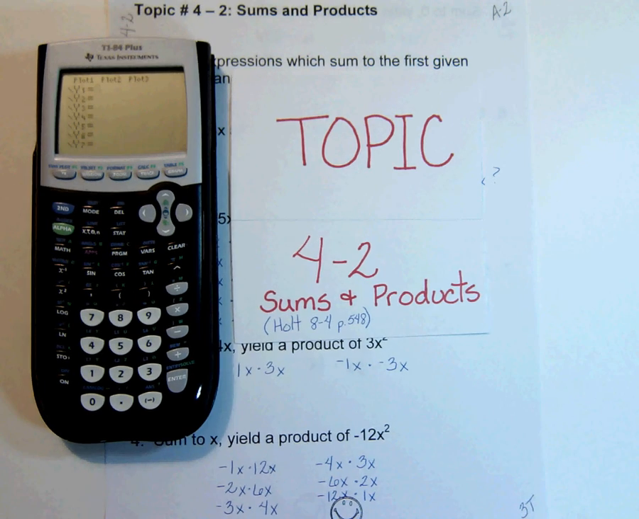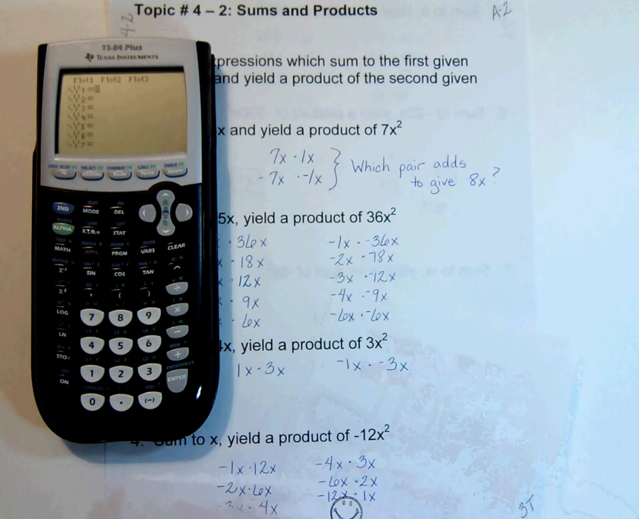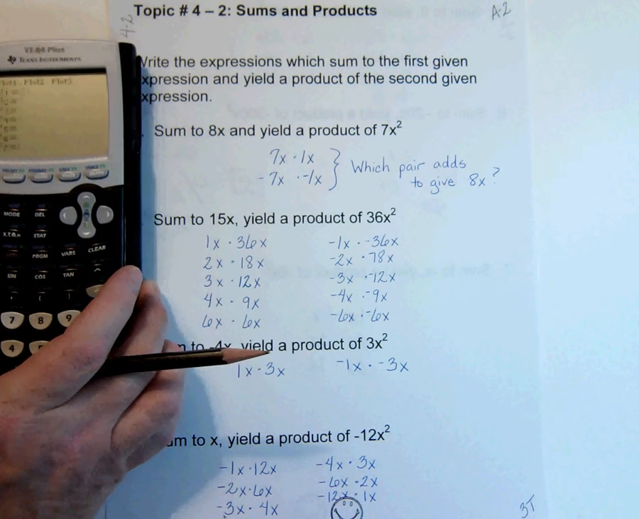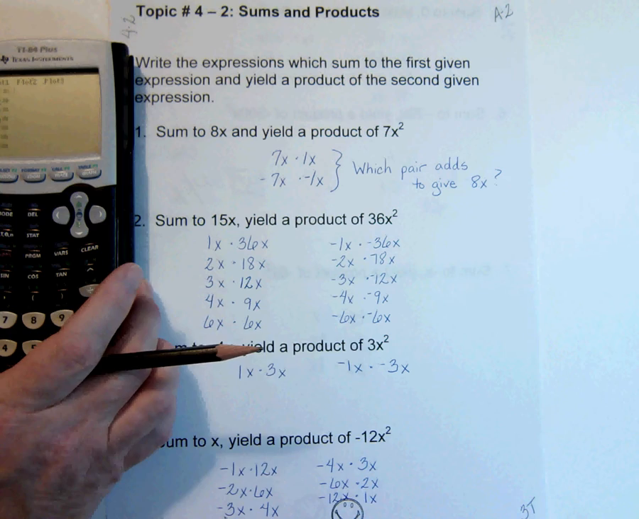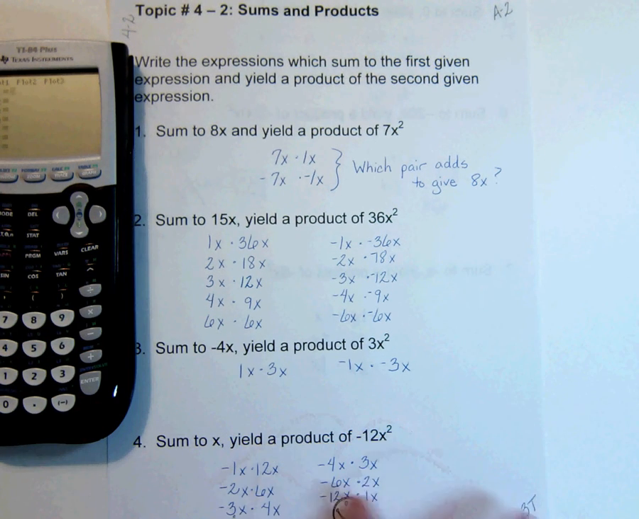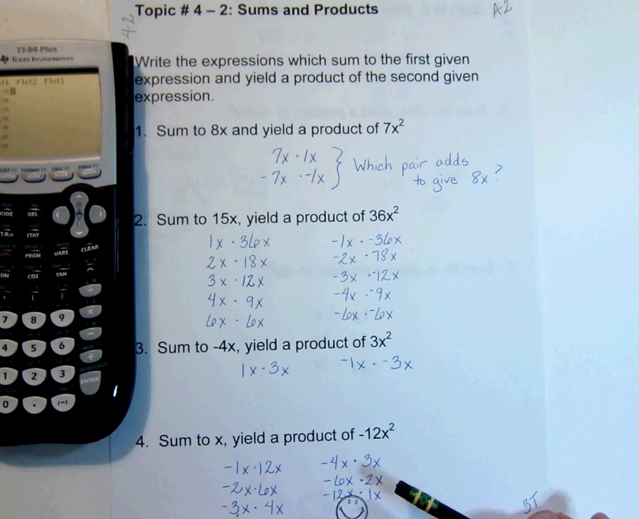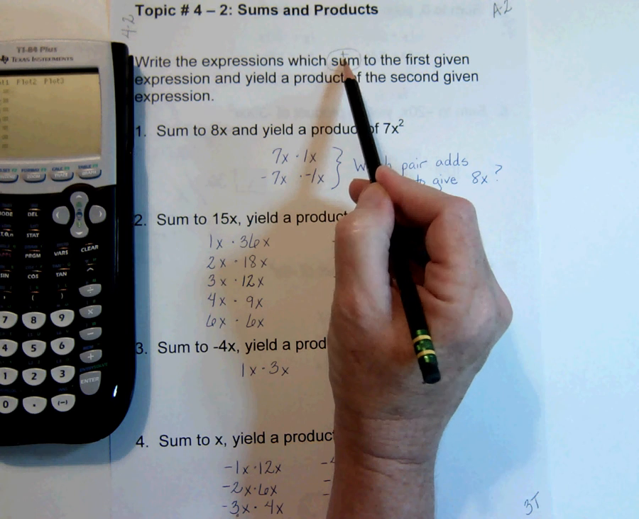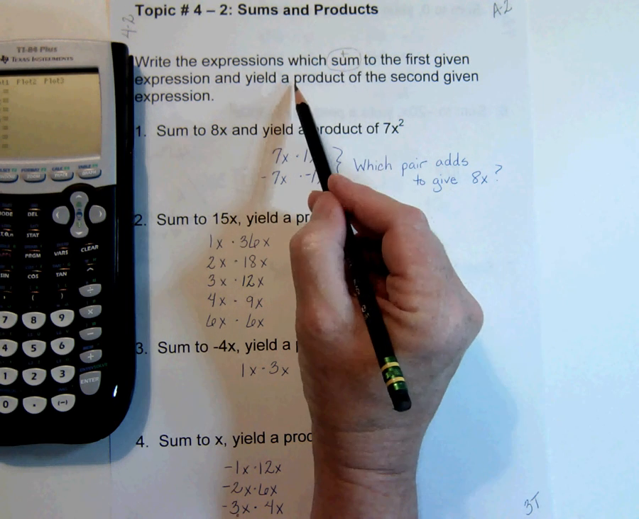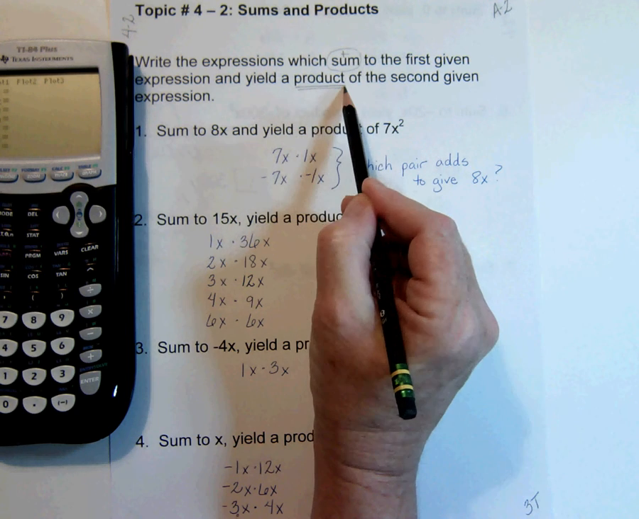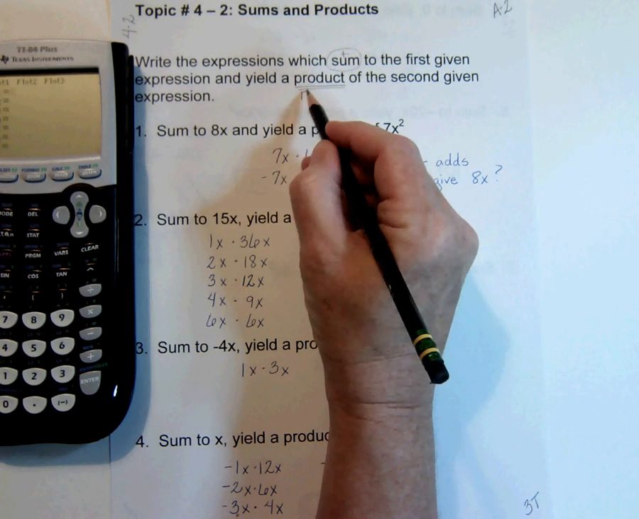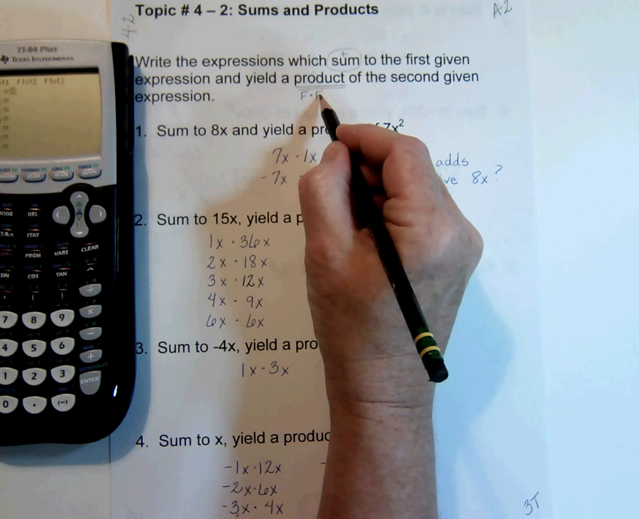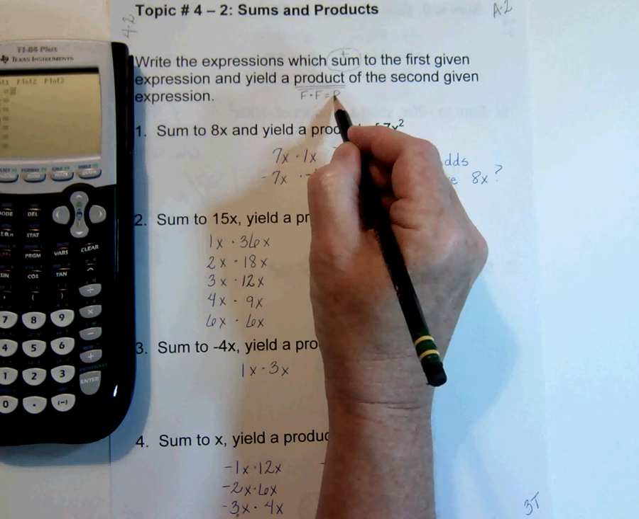The reason I put a calculator at the beginning of this is there's a way you can find a list of factors, and I'm going to show that to you as we go through some. Now the first one, when you're writing expressions, you are first given the sum expression and need to yield a product of the second given expression. Let's review that sums are addition, you're combining things, and products deal with multiplication, a factor times a factor to yield a product.